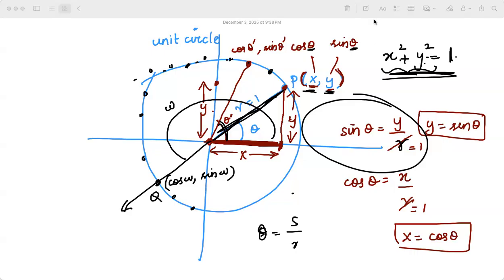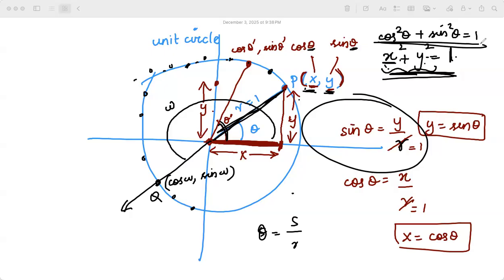And that brings us to an important Pythagorean identity. X is cos theta, so x square I can write as cos square theta. Anywhere on the unit circle, cos square theta plus sin square theta is always equal to 1. That is a very famous identity.